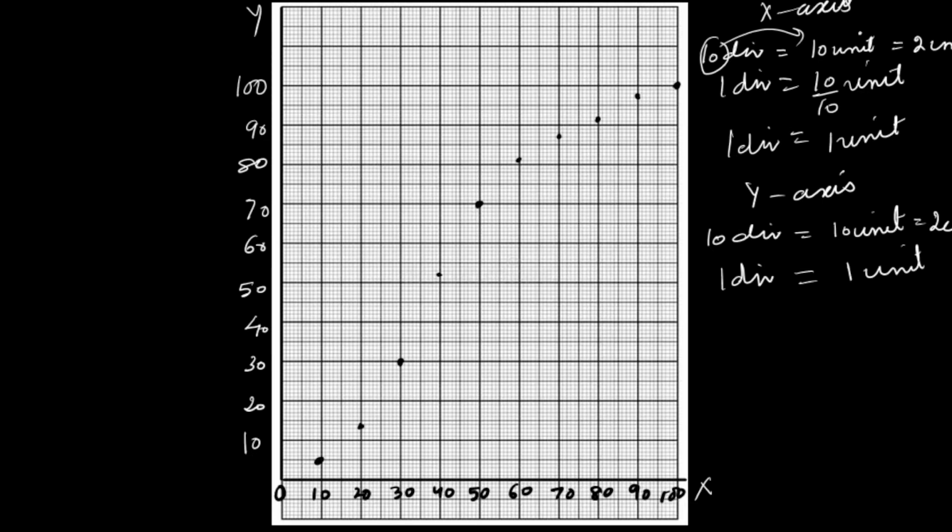Now all the points I have plotted. So this is a freehand curve. I have to join the points, not with the scale. Don't join the points with the scale. With the free hand you have to join it. So the curve will be like this. I hope you have plotted the curve along with me.